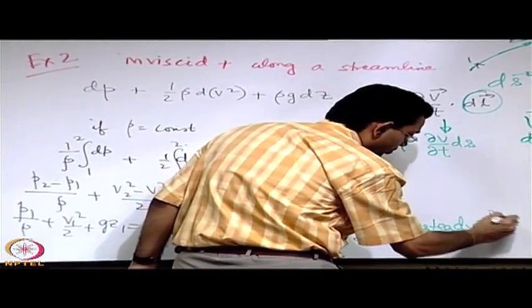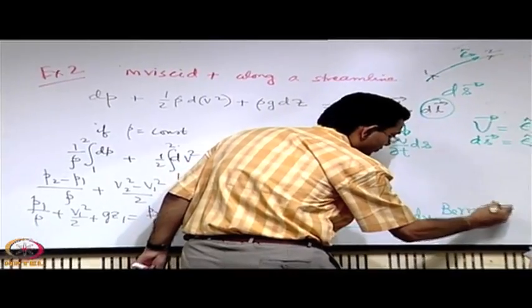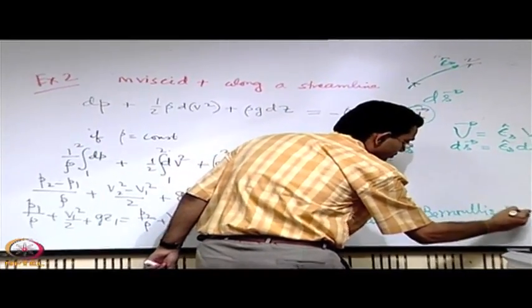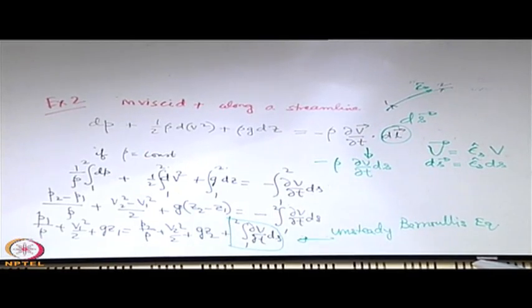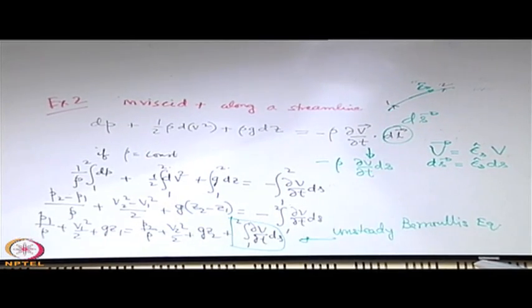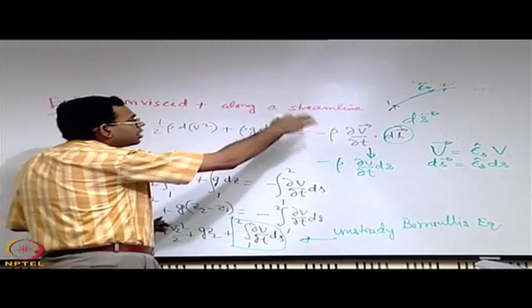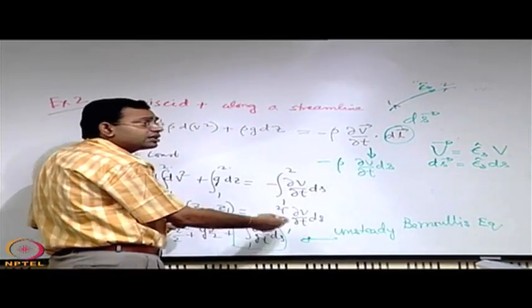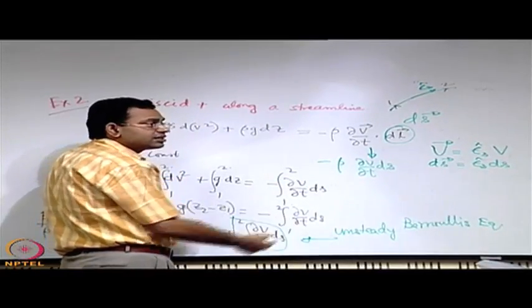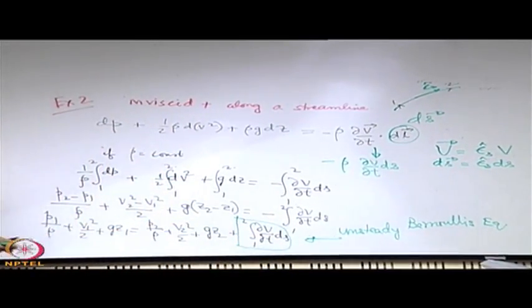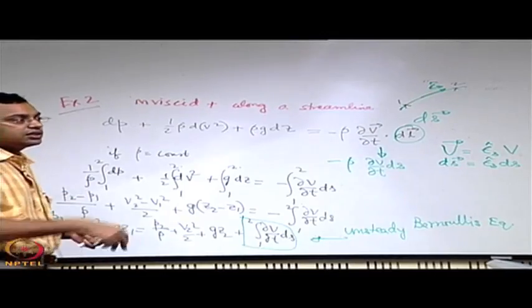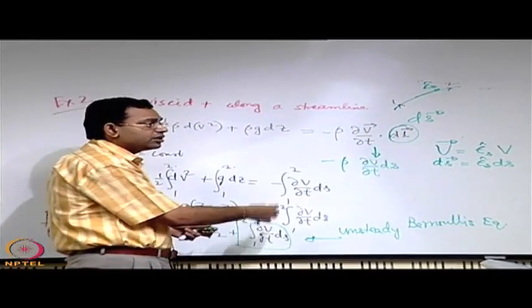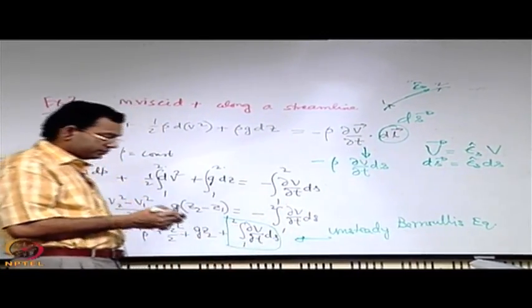We will work out some problems subsequently to illustrate the use of this one. What is clear is that whatever term we have dropped because of steadiness, now that term has appeared and it is just creating an extra effect. The meaning of this term is quite clear because it gives the effect of the variation of the velocity with respect to time.